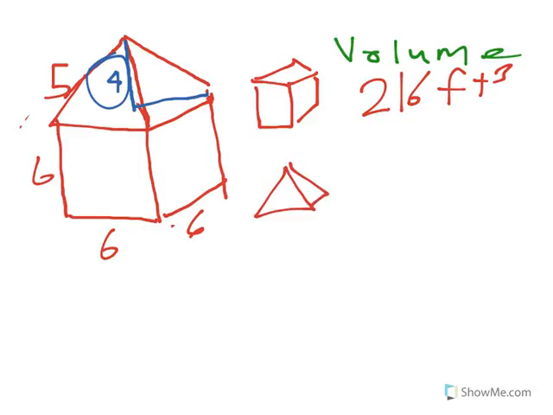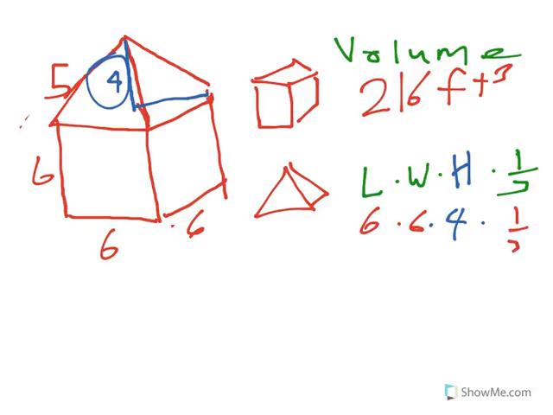Of the pyramid. So we do length times width times height times 1/3. And that's 6 times 6 times 4 times 1/3. So this equals 144 times 1/3, which equals 48 feet squared.